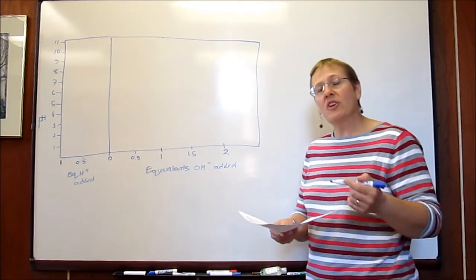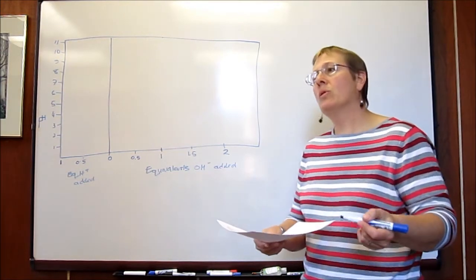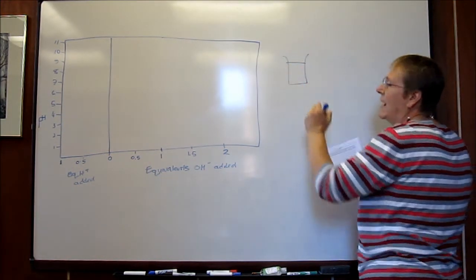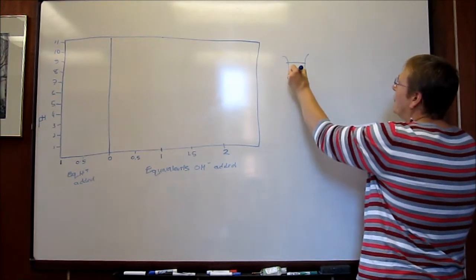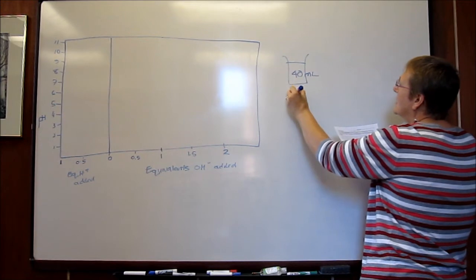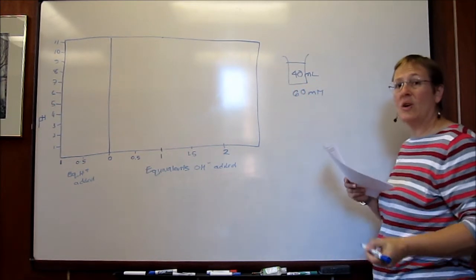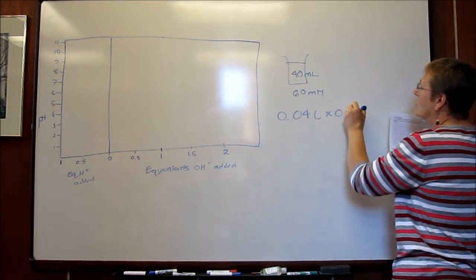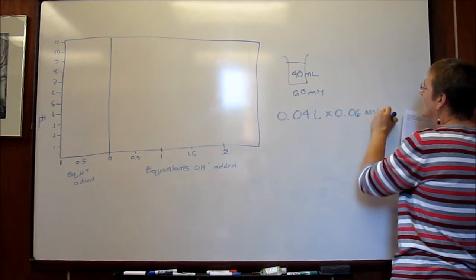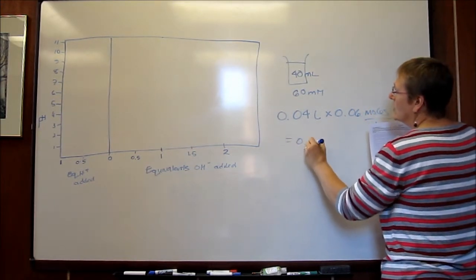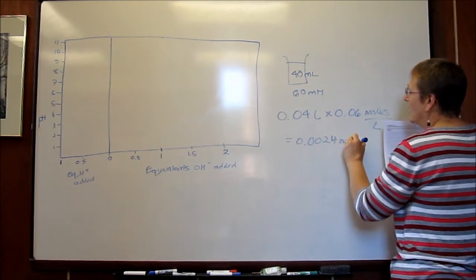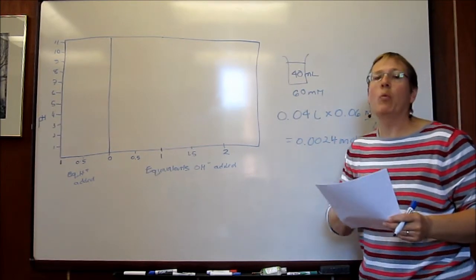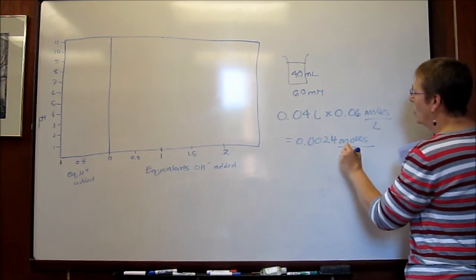To do the math for this, the first thing you always have to do is define how many moles are in one equivalent. In the case of this team challenge problem, imagine that you have a beaker with 40 milliliters of a 60 millimolar solution in it. So how many moles is that? That is 0.04 liters times 0.06 moles per liter, which is equal to 0.0024 moles. So we have 0.0024 moles of lysine in a beaker. We're going to call that one equivalent. So it's 0.0024 moles per equivalent.